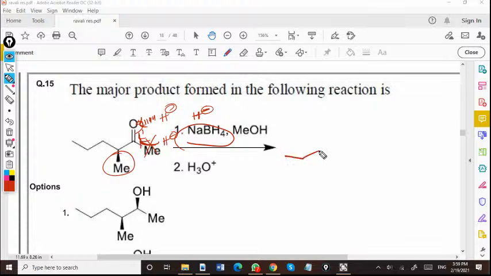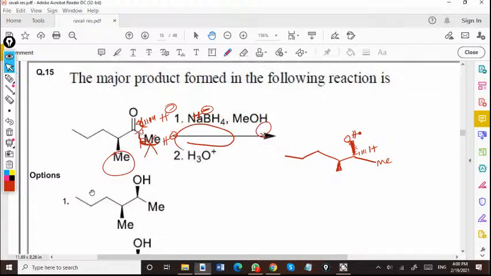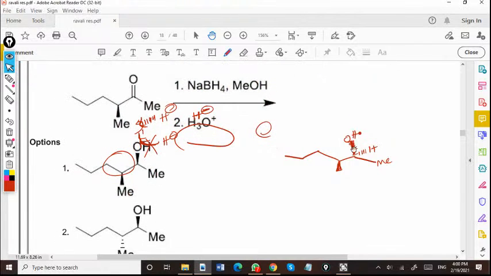So the product will be the O minus. Sorry, hydrogen is attacking from the front side, so oxygen will become like this. So this will be the O minus and here will be the hydrogen. So the back side hydride is attacking. After this, methanol is going to abstract the proton, so this becomes OH. So this is the final product that you need to find out from the options. The first option itself is the correct option. So this.